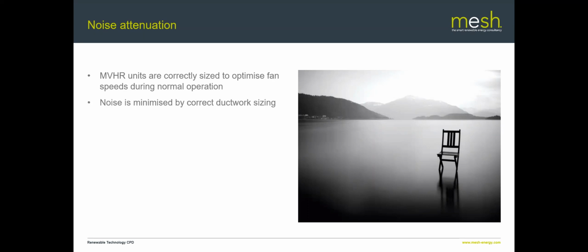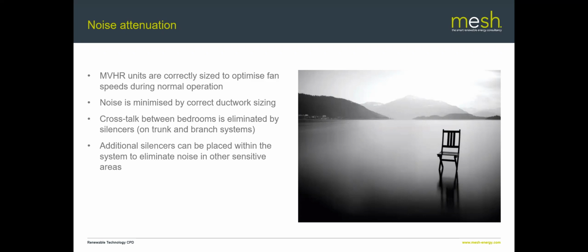You then minimize noise by good ductwork design. So that means getting the ductwork to a large enough size that you're keeping the air velocities down, so that you're not generating noise in the ductwork from air. Then you're minimizing noise between rooms by putting in strategically spaced silencers, or by using a radial system.